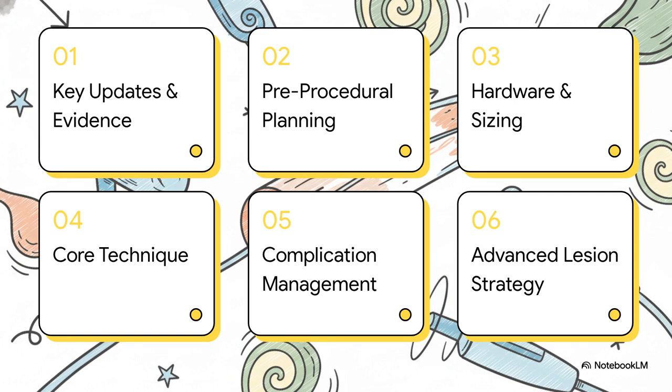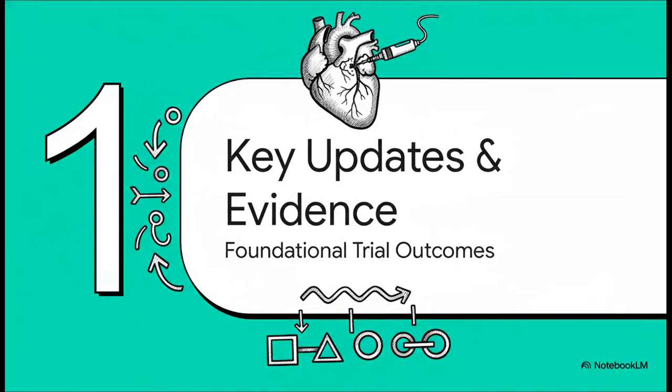We're starting with the foundational evidence, then moving to pre-procedural planning, hardware, and core technique. After that, we'll cover the crucial topics of complication management and finally strategies for advanced lesions. So let's start with Section 1, the key updates and the pivotal evidence. This is really the why behind the new consensus.